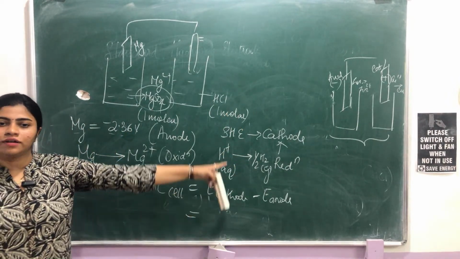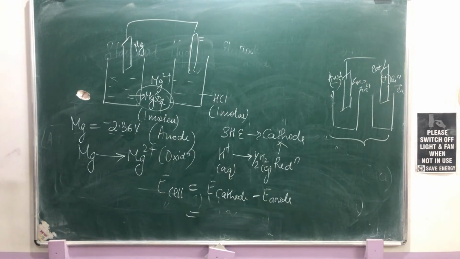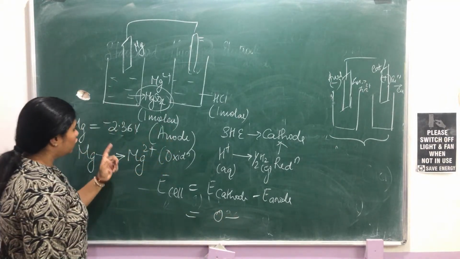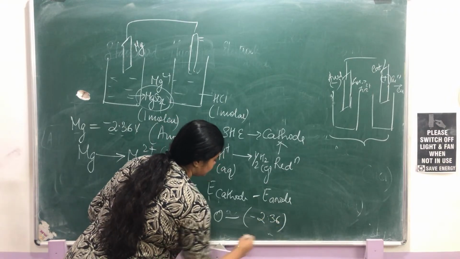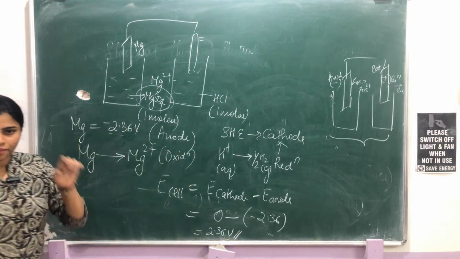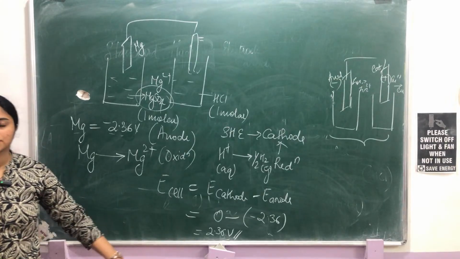Where is it? Cathode. Who is the cathode? SHE. And I told you, SHE, irrespective of whether it is cathode or anode, what is the potential? 0. So it will be 0 minus 2.36. So what will be the final value? 2.36 volt. So finally you are getting E cell value as 2.36.